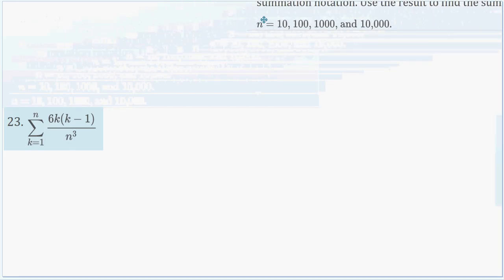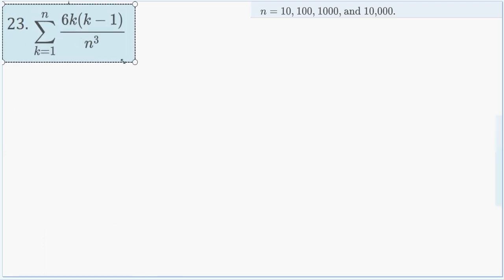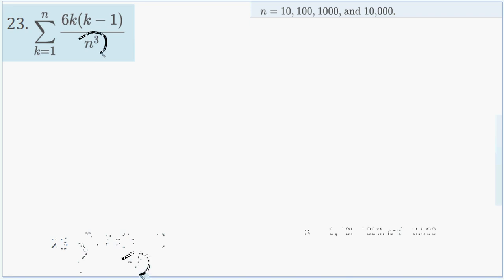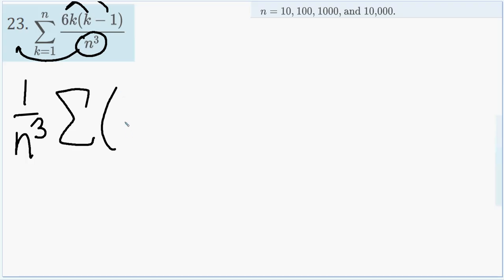So I'm going to hide this up here. And here is our starting expression. All right. The thing I like to do first, any n's that we already have that are multiplied, we're going to pull them out in front of the summation symbol. So now we have 1 over n cubed, and then we have our summation. And then to the right of the summation, I'm going to distribute the 6k. So we distribute there, and we get 6k squared minus 6k.